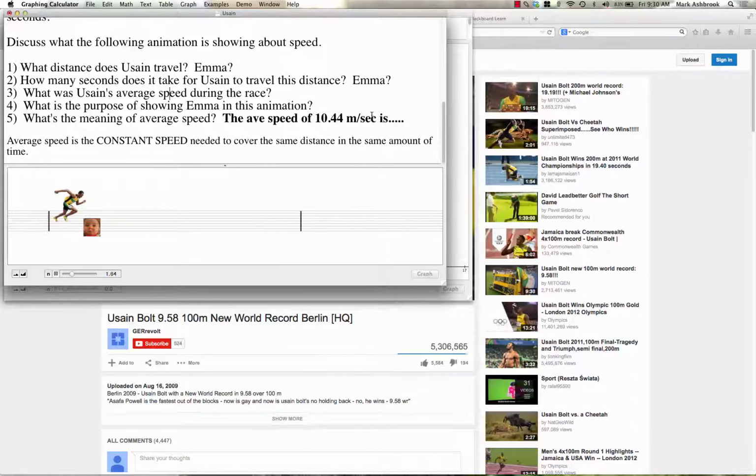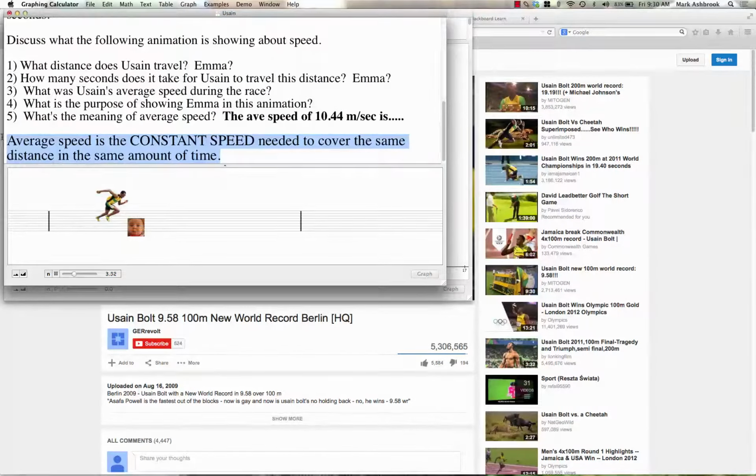So it's not adding up a bunch of speeds and finding the average, the mean. It's a constant speed that achieves something. It goes the same distance in the same amount of time. This is a really important idea. So why is Emma in this race? Emma is to show us, she's a representation of Usain's average speed.